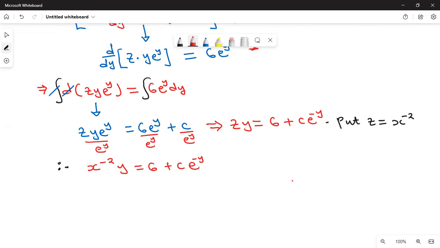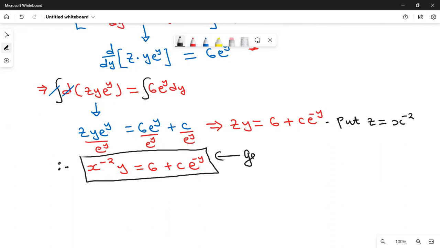So the c that you see there is an arbitrary constant. It is the constant of integration. So what you have found here is the general solution. So you can comment on this one and say this is the general solution. So that's how to solve Bernoulli's equations of the first order and the first degree.